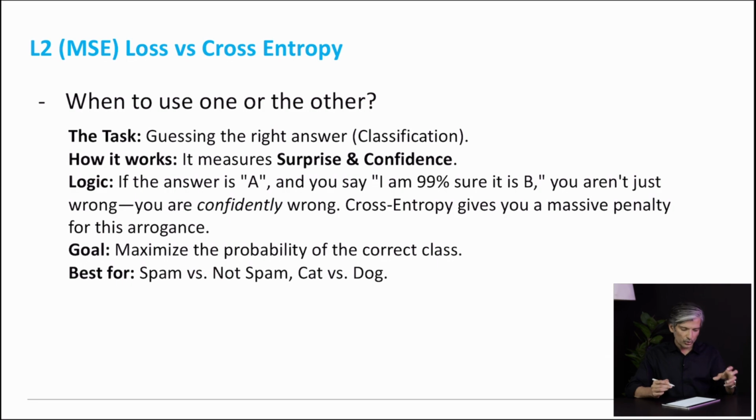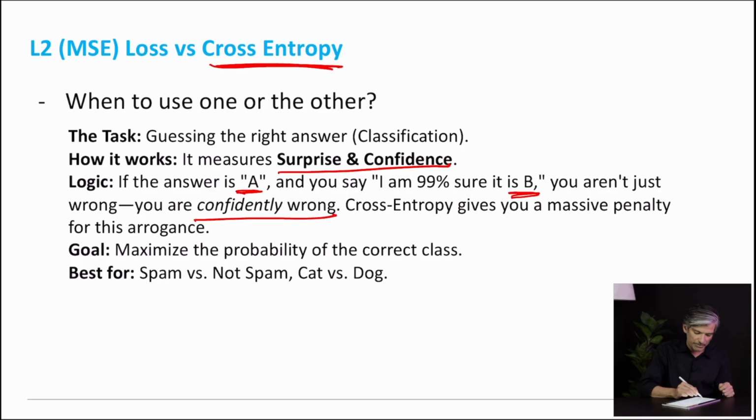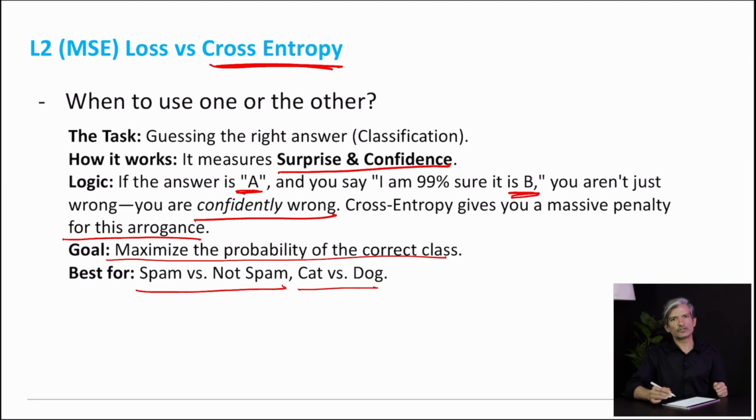Now, when we want to do classification, we use cross entropy. And how this works is, it's a measure of surprise and confidence. Meaning, if the answer is A and you say I'm 99% sure it's B, you're not just wrong, you're confidently wrong. And cross entropy gives you a massive penalty for this arrogance. The goal here is to maximize the probability of the correct class, and it's best for a classification problem such as spam versus not spam, cat versus dog, etc.